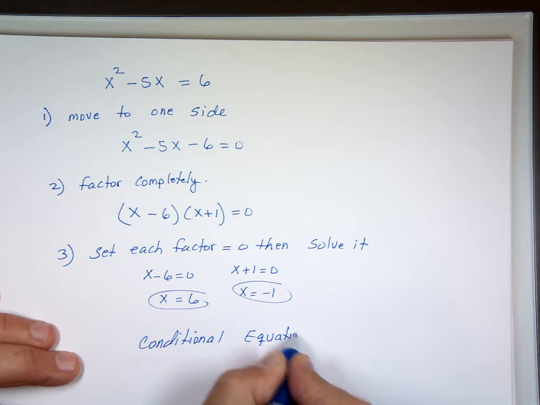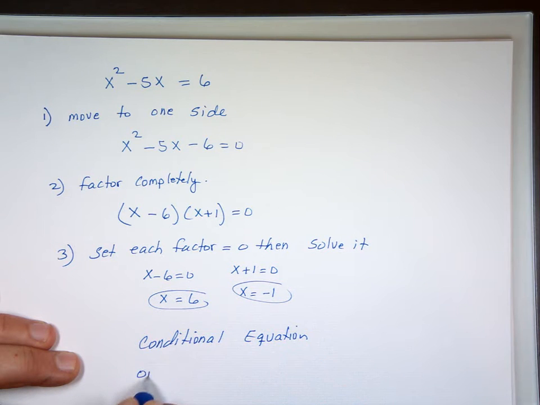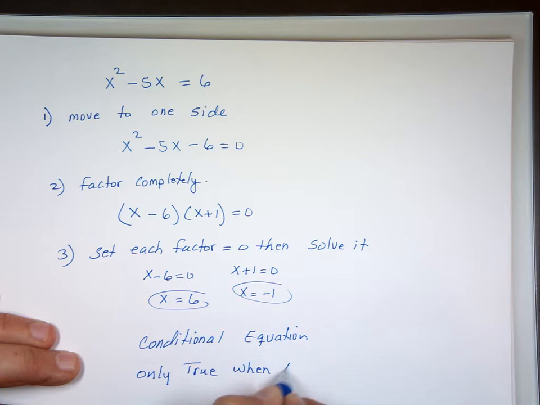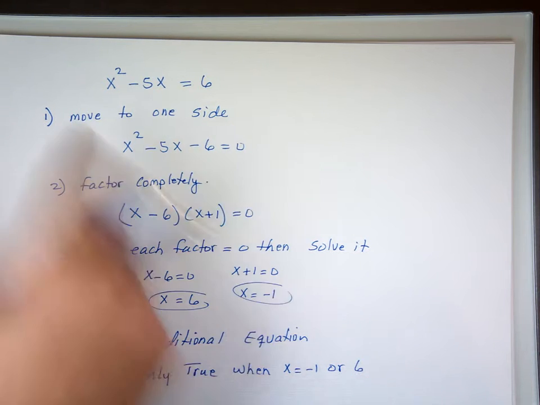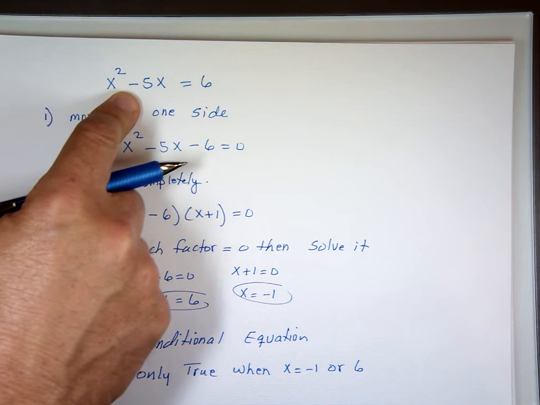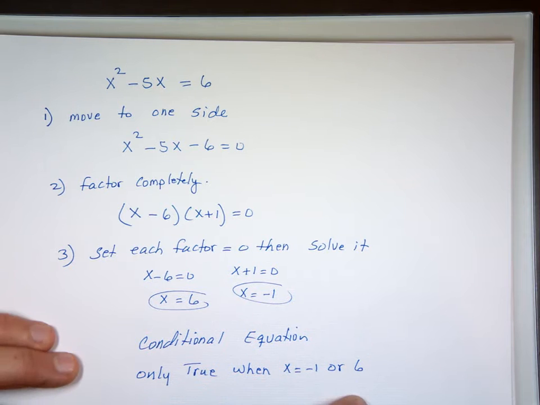It's only true when x equals negative 1 or 6. That's when this side will equal the other side, when x is minus 1 or 6. Any other value, they will not.